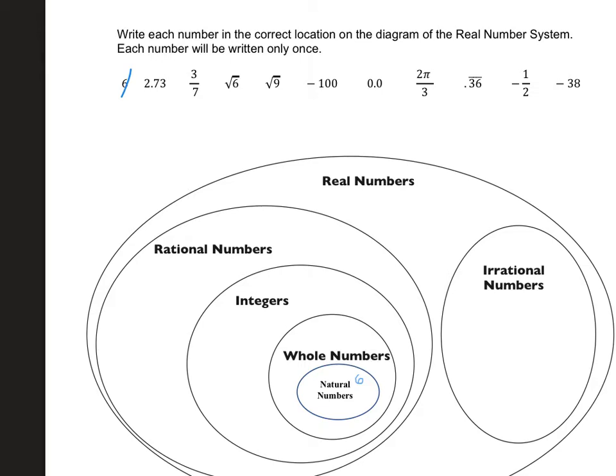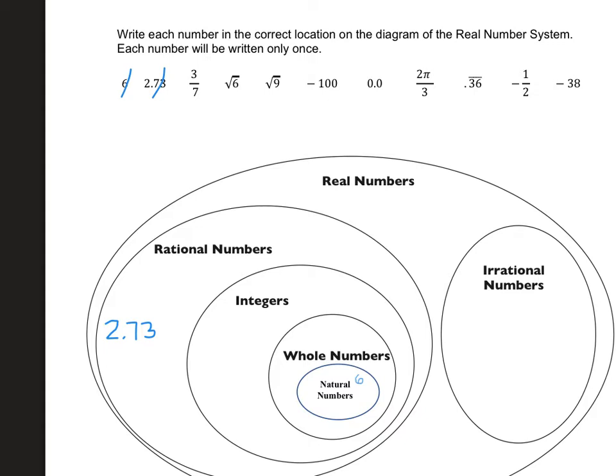2.73. We have a decimal now. So that is not a natural number. It's not a whole number. It's not an integer. It terminates. It does not have a dot, dot, dot after that 3, so it means that there are no other decimal places. So it is a rational number. Okay, we got that one.